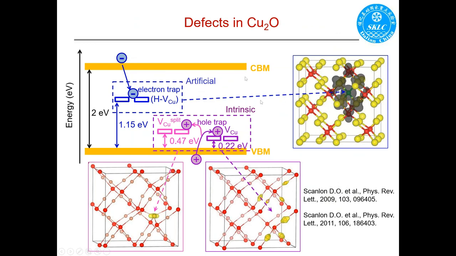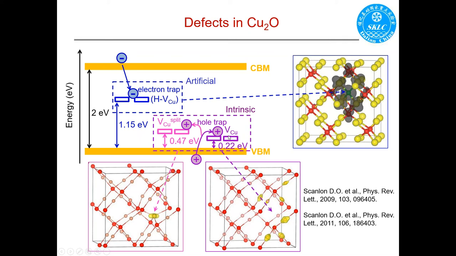So in the last part of this section, I will show our recent unpublished result on another strategy to break this symmetry. We utilize the defects. We control the location of the defects. We start from cupric oxide because this system has different kinds of trap states. Your intrinsic trap state is a hole trap. So that's the reason why most cupric oxide shows the p-type response.